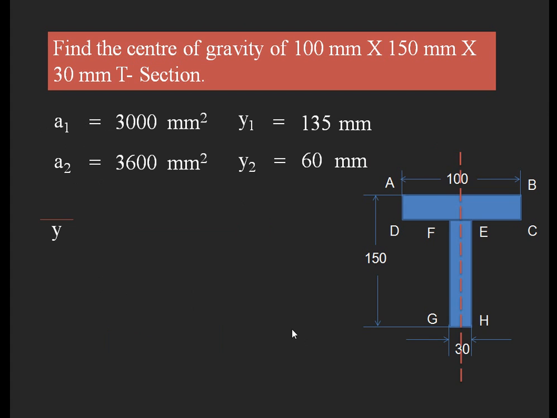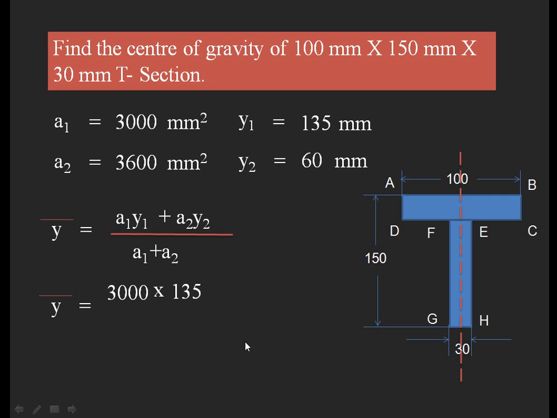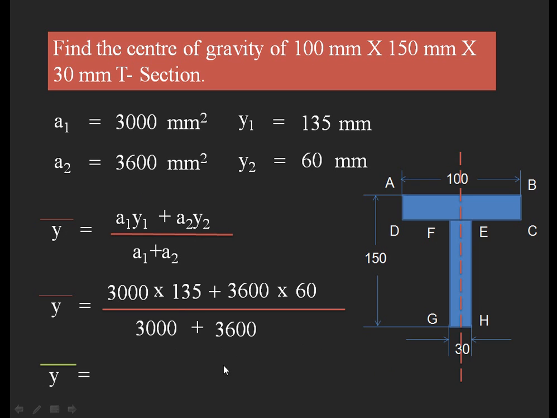Next I want to take the formula for finding the y coordinate of the center of gravity position. So y bar is equal to, we know the area method formula, A1 y1 plus A2 y2 divided by the sum of the areas A1 plus A2. So substitute all the values. A1 is 3000 into y1 which is 135, plus A2 which is 3600 into y2 which is 60, divided by the sum of the two areas, 3000 plus 3600. By simplifying this equation, we get the y component of the center of gravity for this T section as 94.1 mm, which is the y coordinate.